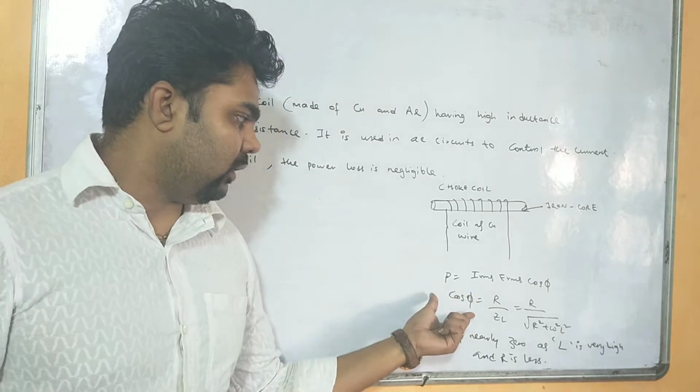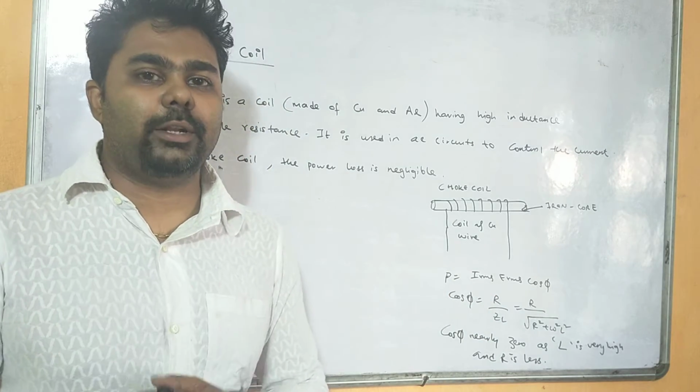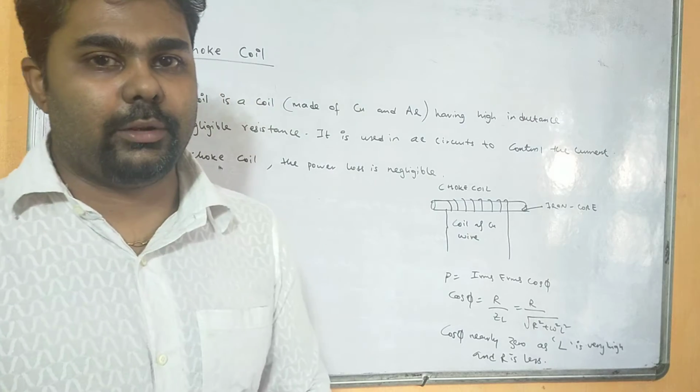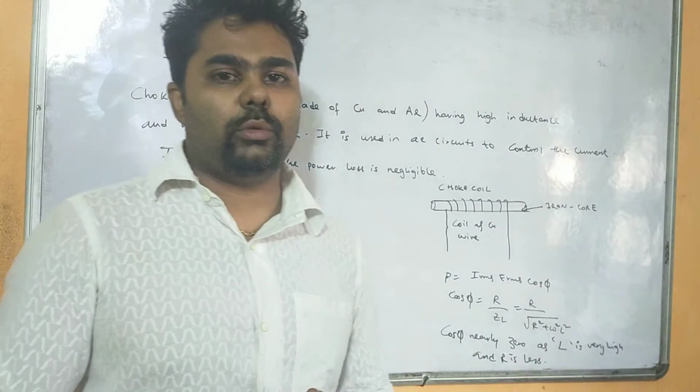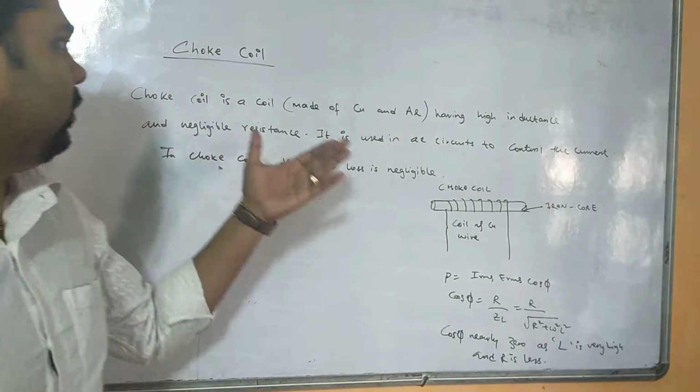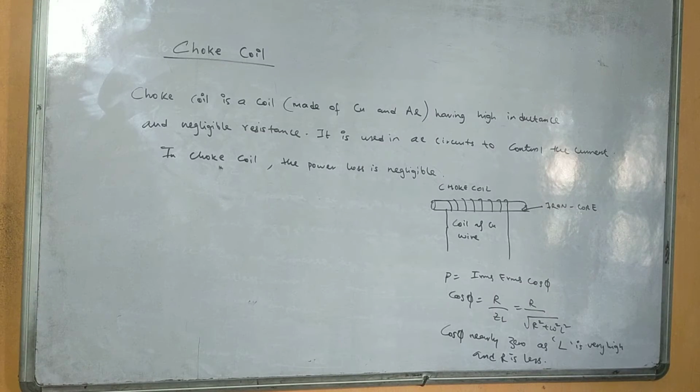So here we use a laminated core, that is, this iron core which we use in the choke coil is laminated, okay, to reduce the further heating effect and also the hysteresis loss. So this was all about the choke coil, and the impedance is given by the inductive impedance, that is root of R square plus XL square, or root of R square plus omega square L square.